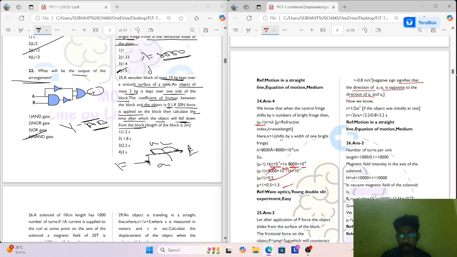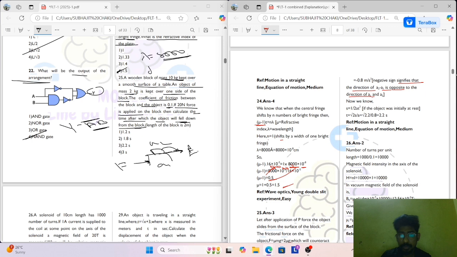The solenoid of 10 centimeter has 1000 turns coil. If a 1 ampere current is supplied to the coil at some point on the axis of the solenoid, the magnetic field 20T is generated. What will be the relative magnetic permeability? Mu r you have to calculate. Okay, mu r is nothing but mu by mu naught. N is given, L is given, I is given, B is given. You have to calculate mu r.